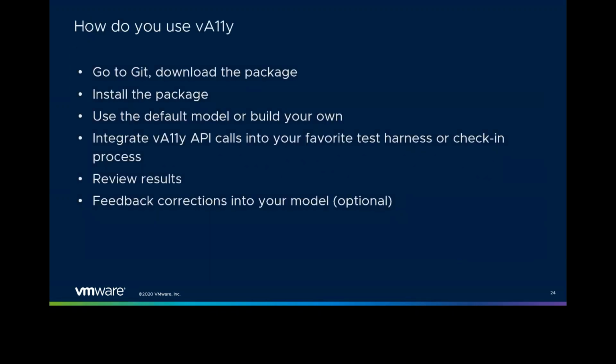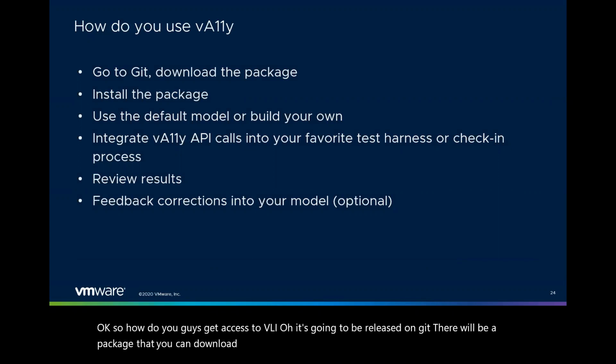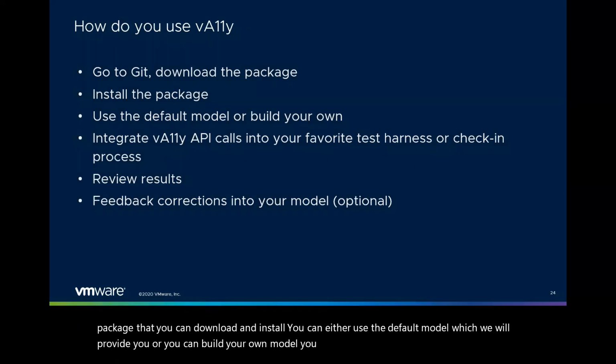Okay, so how do you get access to VLI? Oh, it's going to be released on Git. There will be a package that you can download and install. You can either use the default model, which we will provide you, or you can build your own model. You can integrate VLI API calls into your favorite test harness or check-in process.